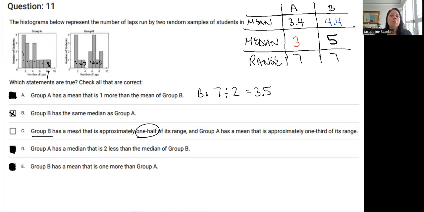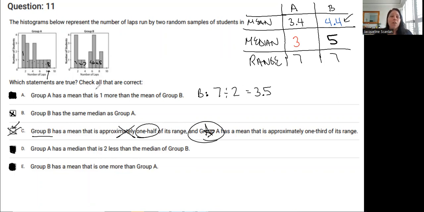And it says group B has a mean that is that. Group B's mean is 4.4, not 3.5. So this is false. So that means this can't possibly be an answer. However, I know I just yelled at you. On the actual test, they are calling this correct. They are saying, yes, this is true. I don't know why. But they did include it as a possible answer choice. So I'm instructing you to include it as an answer, even though it is done incorrectly. Otherwise, you are going to get the entire question marked wrong.